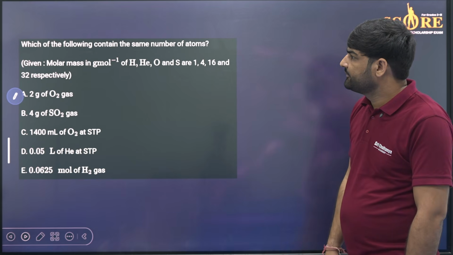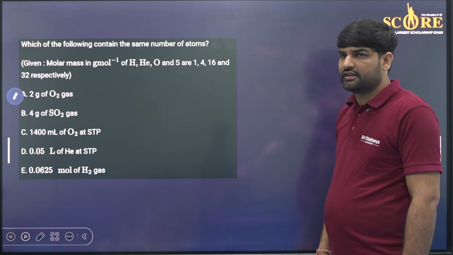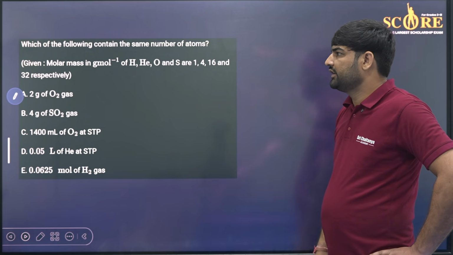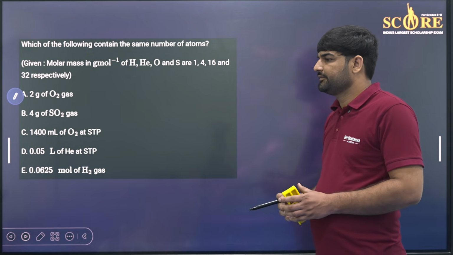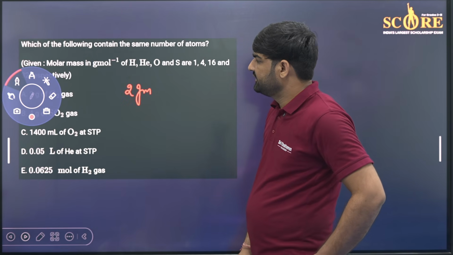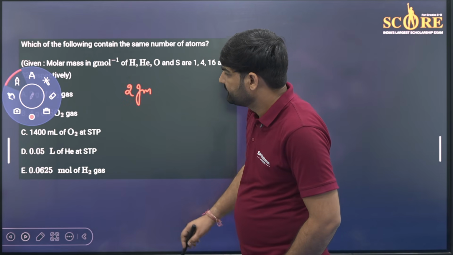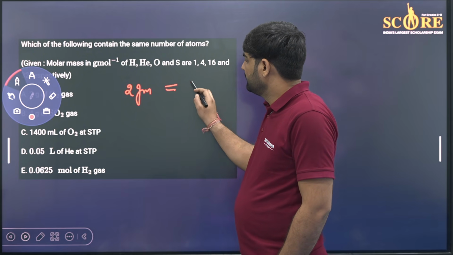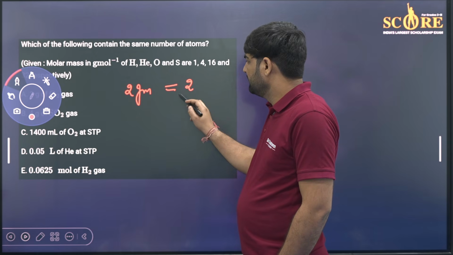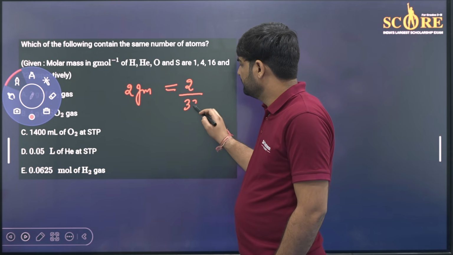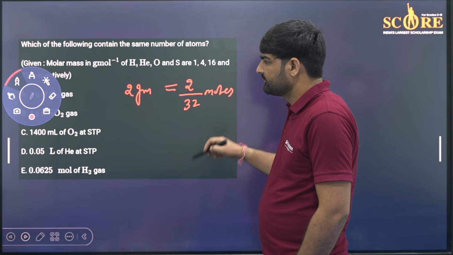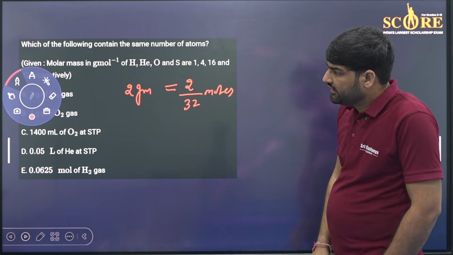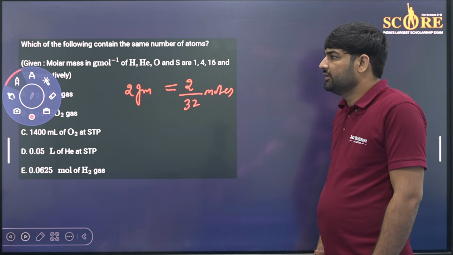Another question is, which of the following contains the same number of atoms? So we have to calculate number of atoms. First is 2 gram oxygen gas, O2 gas. So 2, this is mass, and I think this is moles of oxygen. What we did? We did mass divided by molar mass.